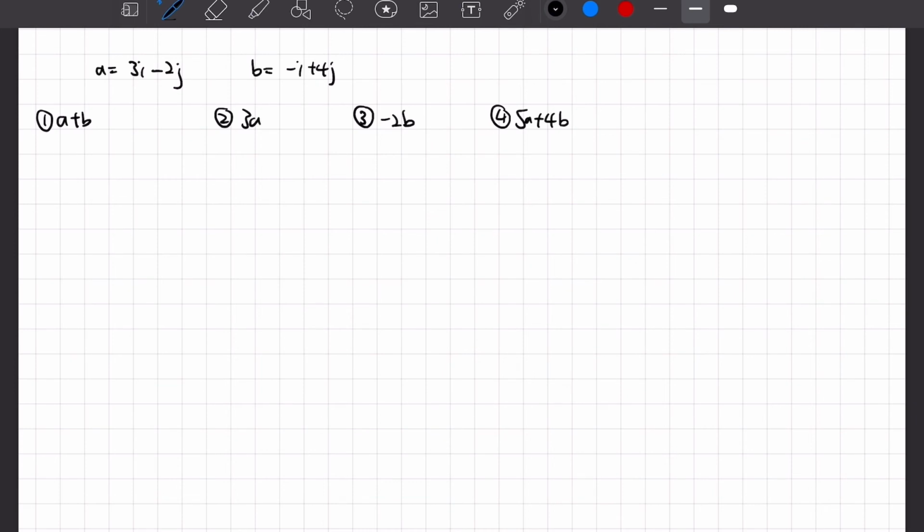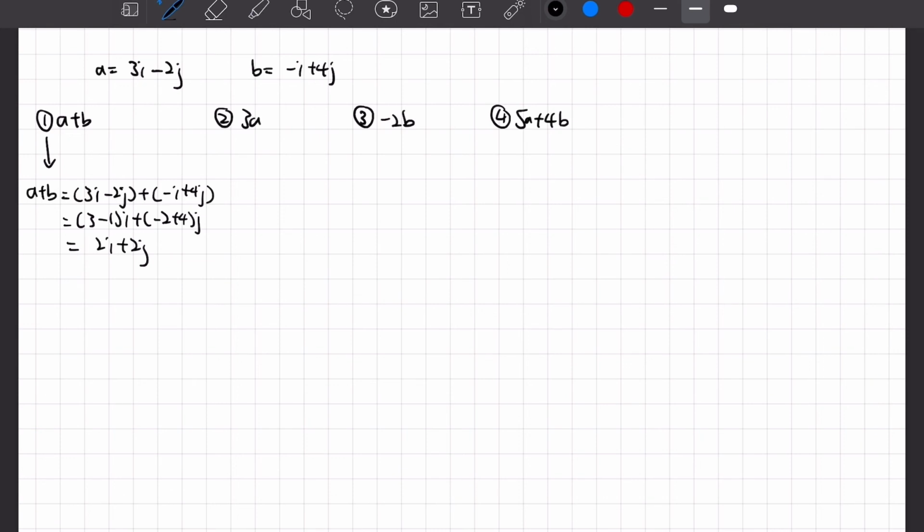So to solve question 1 here, you know that A is equal to 3i minus 2j and B is equal to minus i plus 4j. So using our addition rule, A plus B is equal to 3i minus 2j plus minus i plus 4j, which is equal to (3 minus 1) i plus (minus 2 plus 4) j, which is equal to 2i plus 2j.